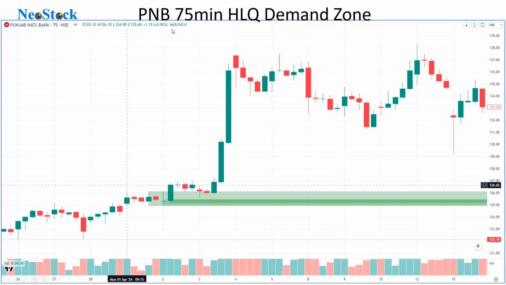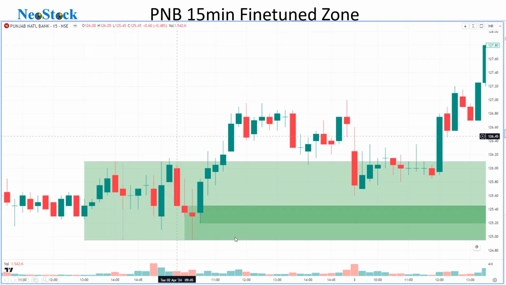And next one is Punjab National Bank. This is a 75 minutes high liquidity demand zone. This is the rally candle. This is the one, leg in. Why it is a leg in? Because you add the hidden body. If you add the hidden body, this is a rally candle. After that, 1, 2, 3, 4, 5 base candles and a rally candle. Here it is having a fine-tuned zone.